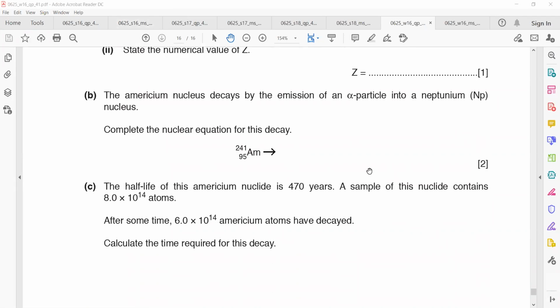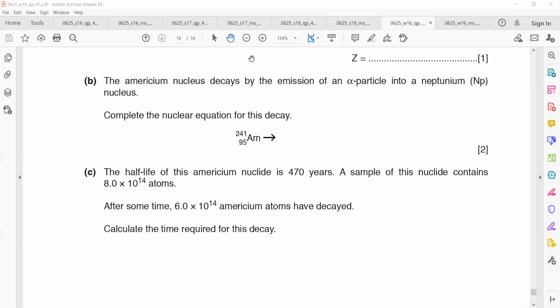Then the americium nucleus decays by emission of an alpha particle into a neptunium, Np, nucleus. Now complete the equation. Americium is there and it is emitting out an alpha particle. What will be the superscript for neptunium? 237. And what is the subscript? That will be 93.